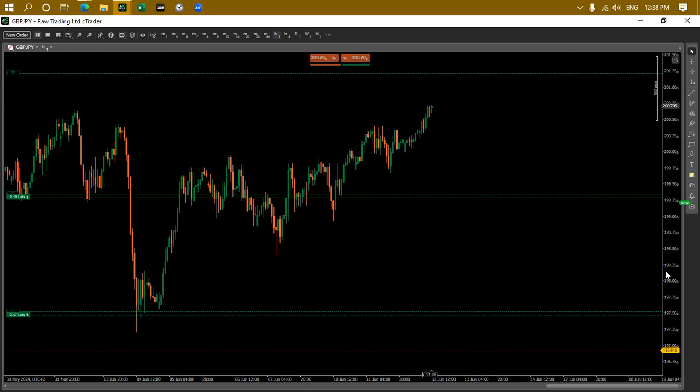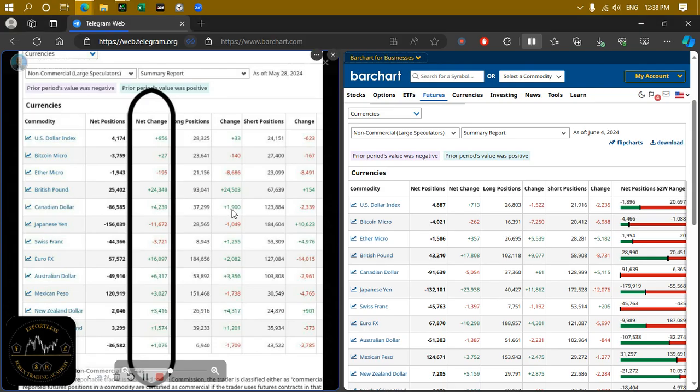So that is essentially the tool that I wanted to share with you guys, that you can use to your advantage. And the key important thing to look at when it comes to this tool is the net change in position.